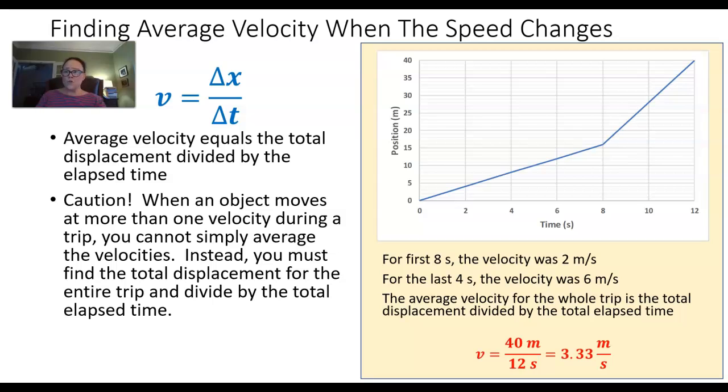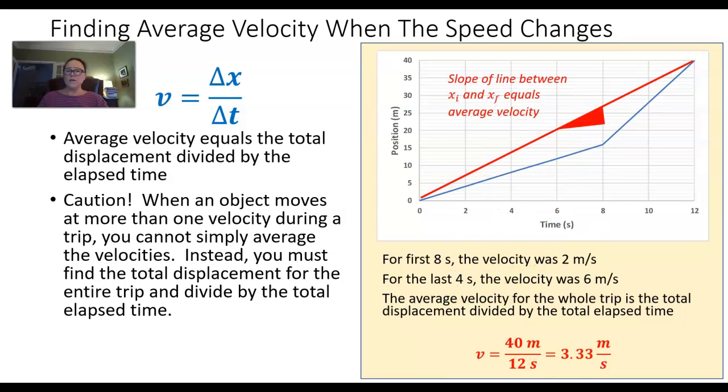If we wanted to show that graphically, that would be like drawing a line from the initial position to the final position and then finding the slope of that line. This slope of the line between initial position and final position, that is the average velocity for the entire trip.